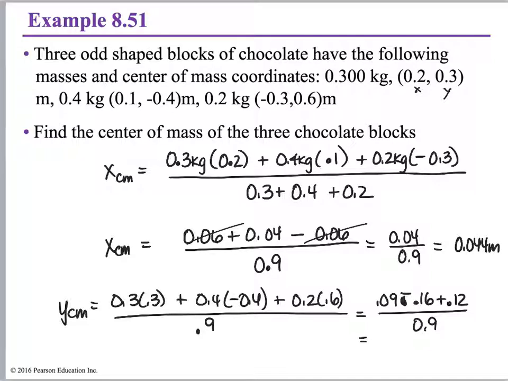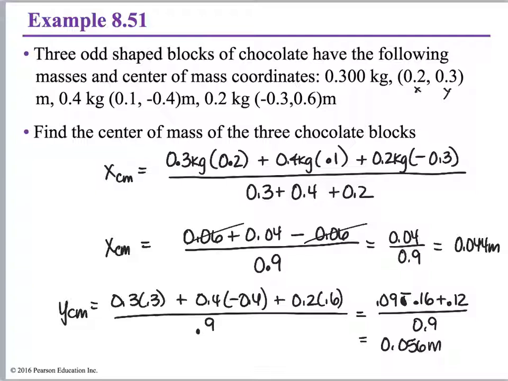And this time I got the Y coordinate. And you know what? I think I made a math mistake when I first added them together, so I'm going to check this really quick. Yep, I did make a math mistake the first time, so it actually is kind of interesting.